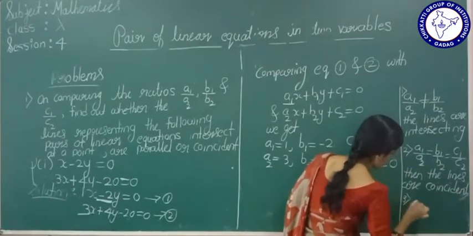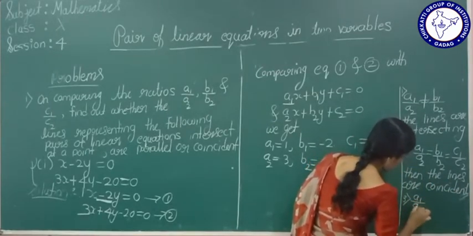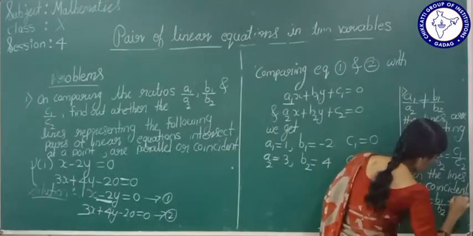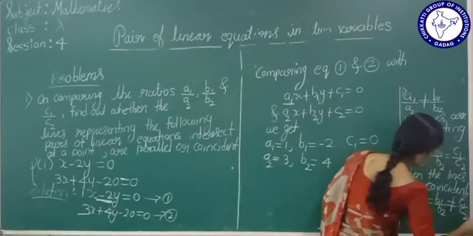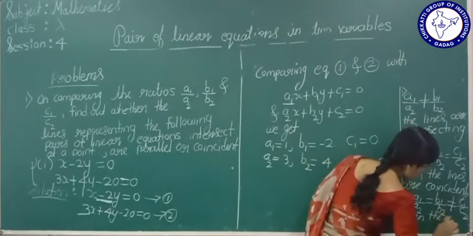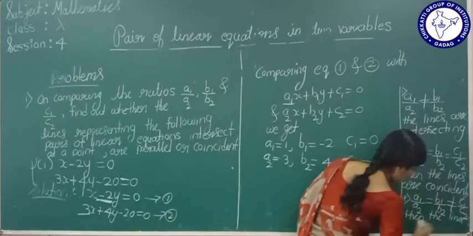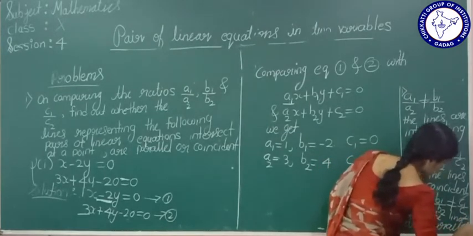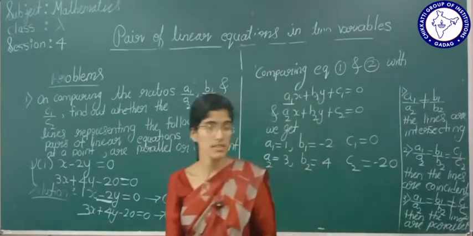Third one, if a1 by a2 is equal to b1 by b2 is not equal to c1 by c2, then the lines are what? Tell me, students, then the lines are parallel. Yes?